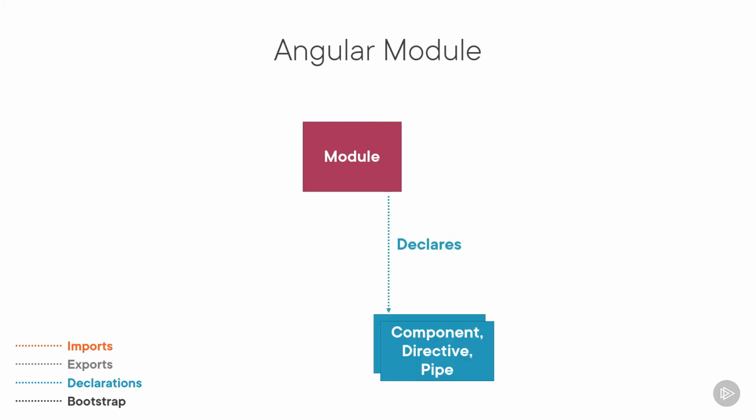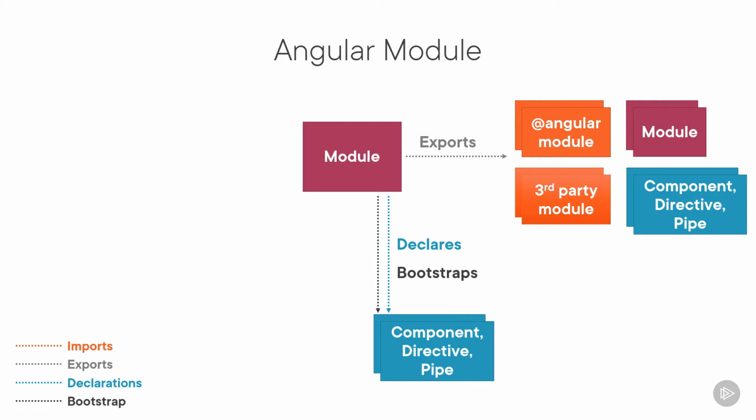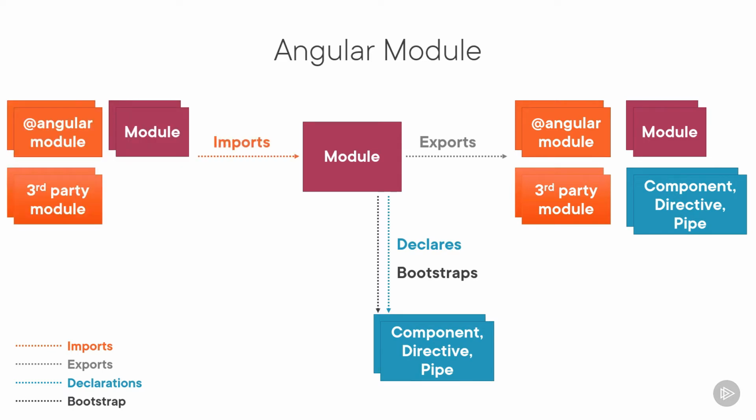How does an Angular module organize our application? An Angular module declares each component, directive, and pipe that it manages. Every component, directive, and pipe we create belongs to an Angular module. An Angular module bootstraps our root application component, defining the component needed to display our first template. An Angular module can export components, directives, pipes, and even other Angular modules, making them available for other modules to import and use. An Angular module imports other Angular modules. This brings in the exported functionality from those imported modules.